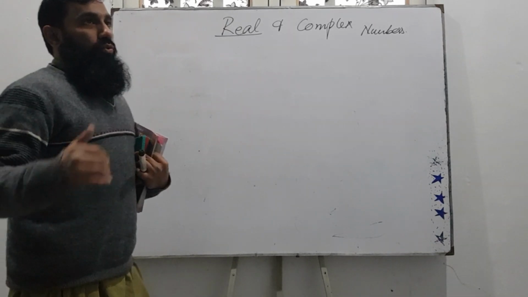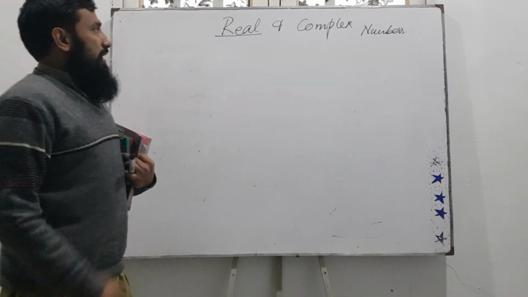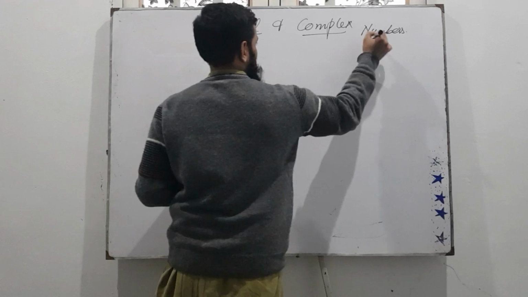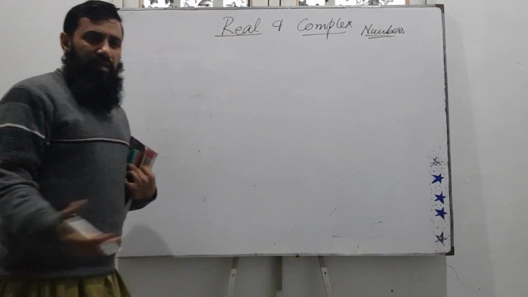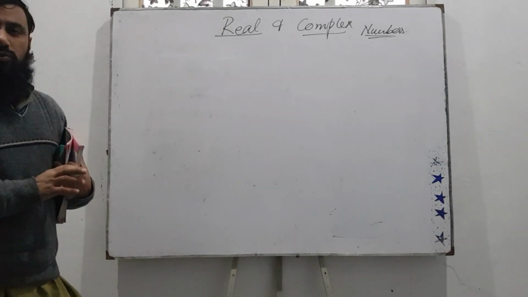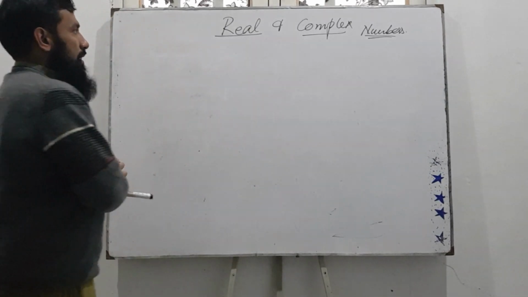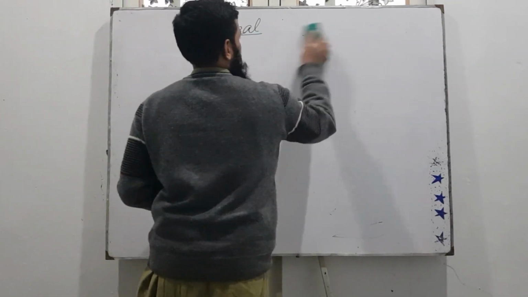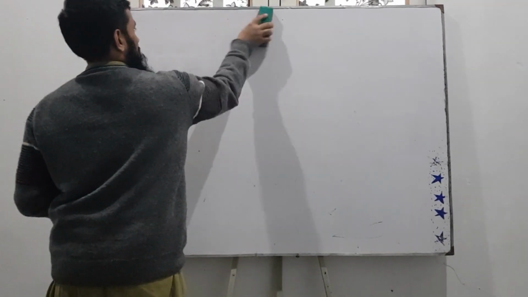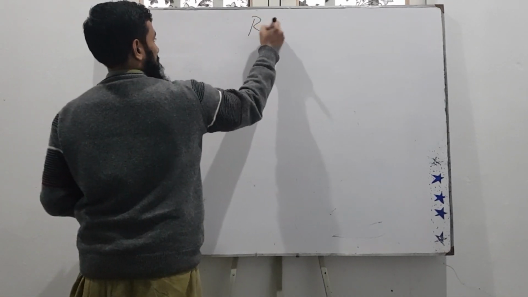Then we will move on to the exercise which relates to complex numbers. So there are two topics in this chapter: the operations of real numbers and the operations of complex numbers. These are two individual topics and we will discuss them one by one. First of all, we are going to start this chapter with the topic of real numbers.